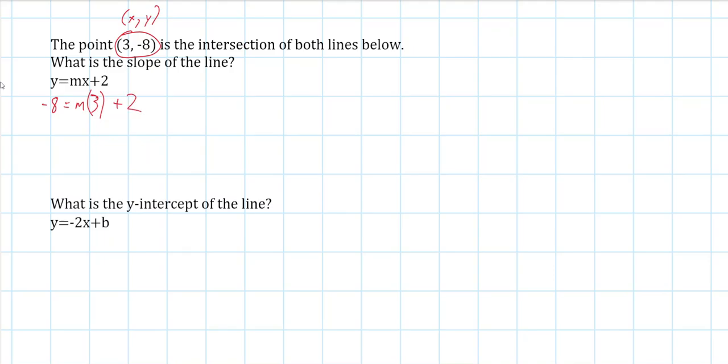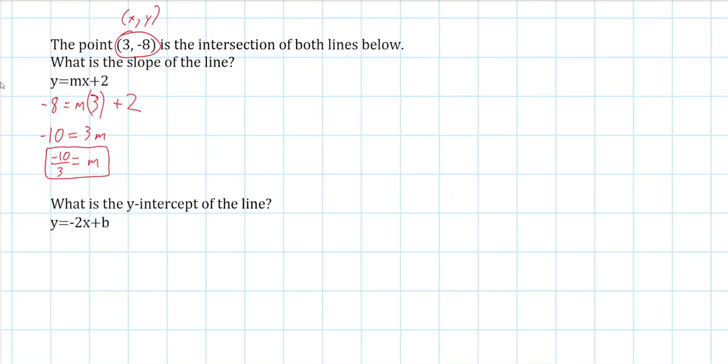Okay, now we just have to solve for m. So we're going to subtract 2 on both sides. So we get -10 on this side, and we get, well, I can just write 3m like that. Okay, then we divide by 3 on both sides, so we get -10 over 3 is our m value, or another way to say that is our slope.